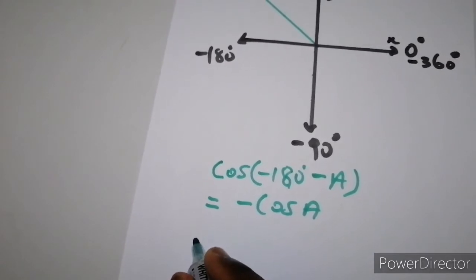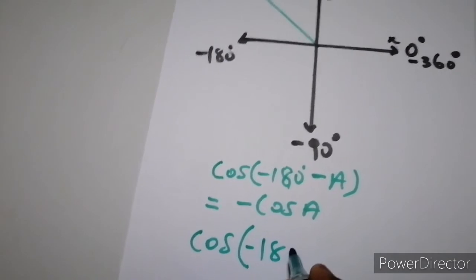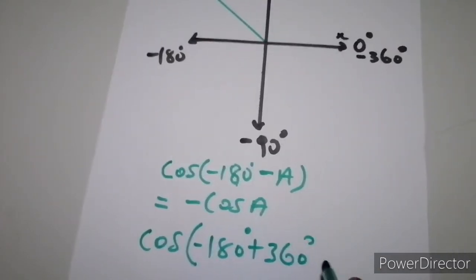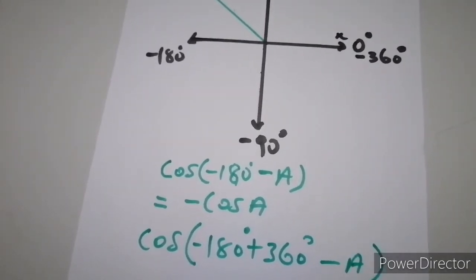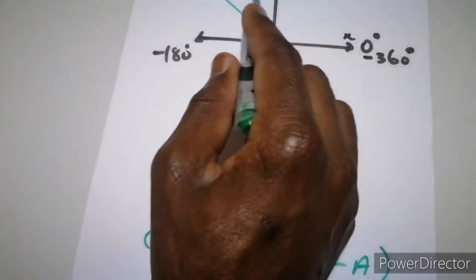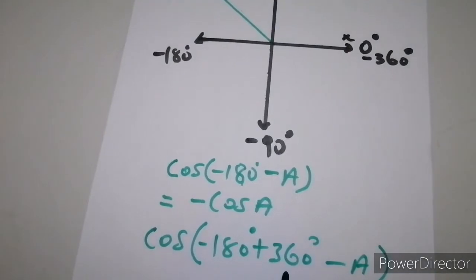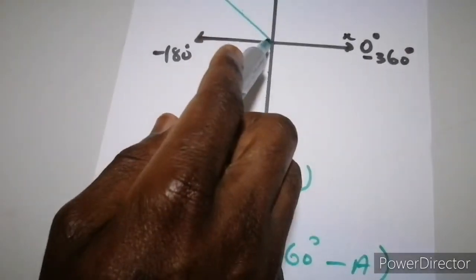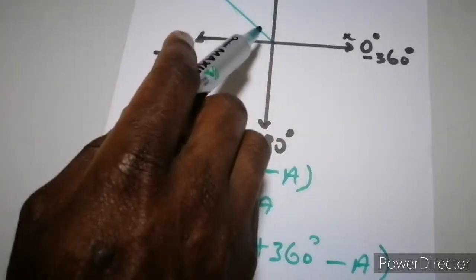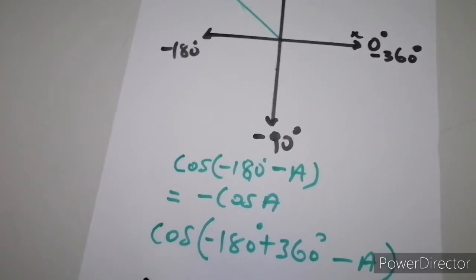Let's say someone rotated the arm minus 180 degrees plus 360 degrees, then minus A. What I did to the arm, I rotated it in an anti-clockwise direction, but to complete the circle, 360 is added. The arm will never change its position. The angle will be the same, but now it will be represented by a positive angle.